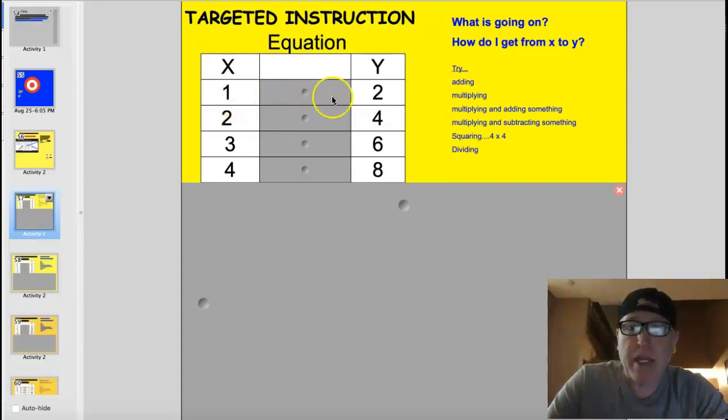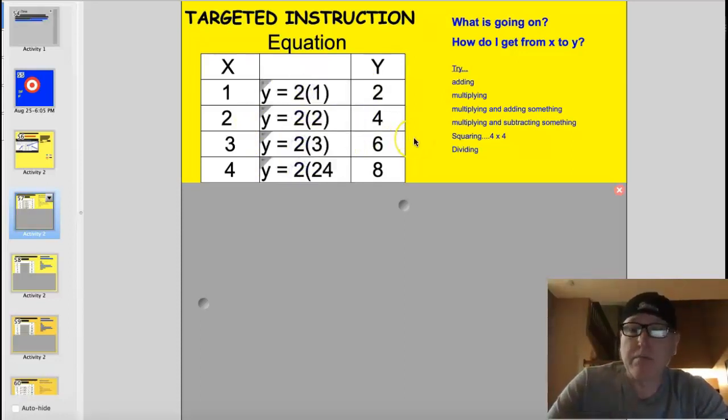So right away, I'm thinking 1 plus 1 is 2. 2 plus 1 is not 4. Okay, so let me try multiplying. 1 times 2 is 2. 2 times 2 is 4. 3 times 2 is 6. 4 times 2 is 8. And right away, I am able to complete that.